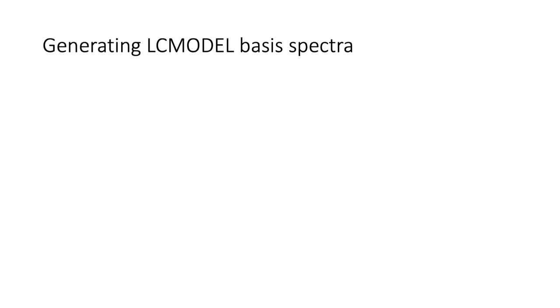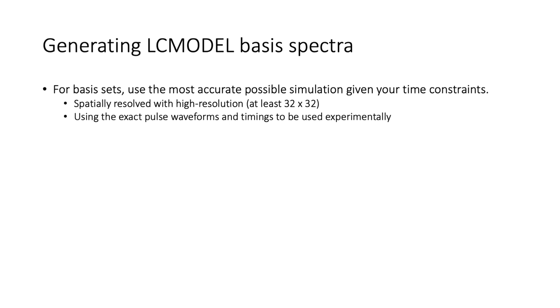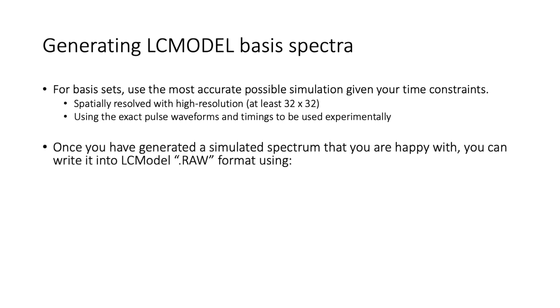Now, the last thing you might want to do after running these simulations is export your data into LCModel format so that you can make a basis set. First of all, when you're making an LCModel basis set, it's a good idea to use the most accurate possible simulation given your time constraints. So typically, I recommend using a spatially resolved simulation with fairly high resolution, that is a grid size of at least 32 by 32, and you should be using the exact pulse waveforms and timings that were used experimentally in your in vivo data.